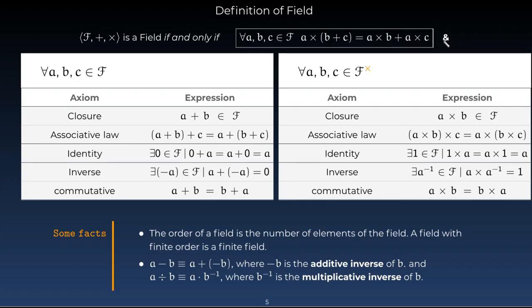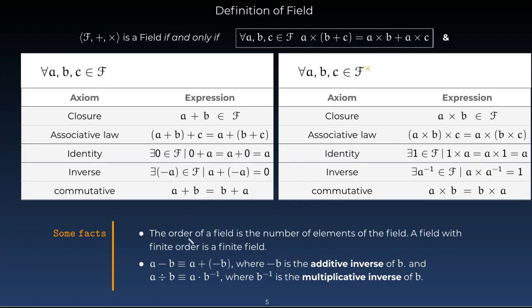Apart from this condition, this set F under addition should be a commutative group. So it must satisfy closure, associative law, identity, inverse, as well as commutativity. Now the non-zero elements of this set F under multiplication should also form a commutative group. So the non-zero elements of the set F should satisfy closure, associative law, identity, inverse and commutativity under multiplication. Some facts about this field: the order of the field is the number of elements of the field, and a field with finite order is called a finite field.